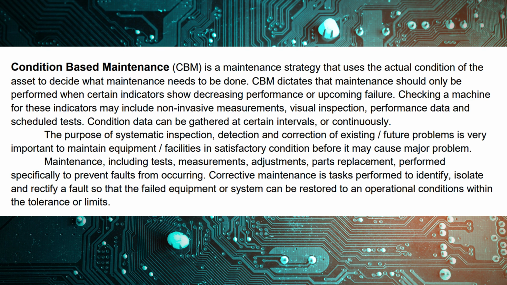The purpose of this systematic inspection, or detection and correction of existing or failure problems, is very important to maintain equipment and facilities in satisfactory condition before it may cause major problems. Preventive maintenance includes tests, measurements, adjustments, and parts replacement performed specifically to prevent faults from occurring.